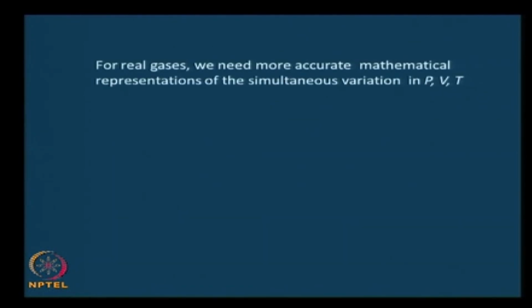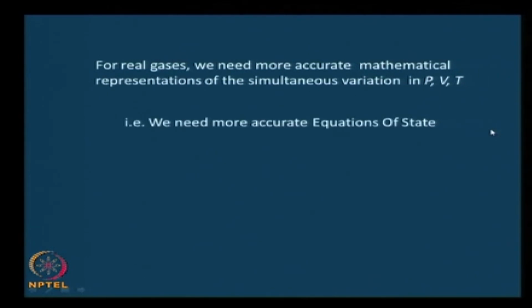We already saw that real gases are not going to follow PV equals RT, and therefore we need more accurate mathematical representations or more accurate models of the simultaneous variation in P, V, specific volume, and temperature. In other words, we need more accurate equations of state. In fact, the interrelationships between pressure, volume, and temperature are called equations of state.